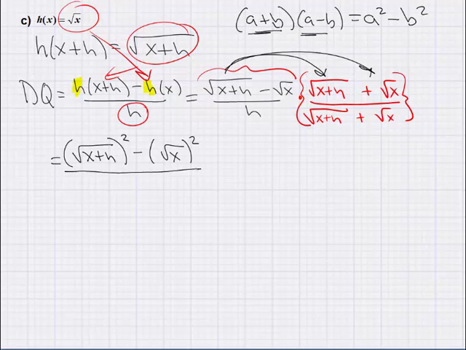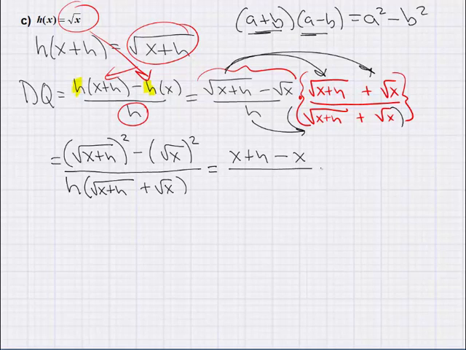The denominator is going to be h times the square root of x plus h plus the square root of x. Basically, I'm just multiplying this times this, but I'm not actually multiplying it out. So what happens here? Square a square root, I get x plus h. Minus square another square root, I just get x. All over h times the square root of x plus h plus the square root of x.